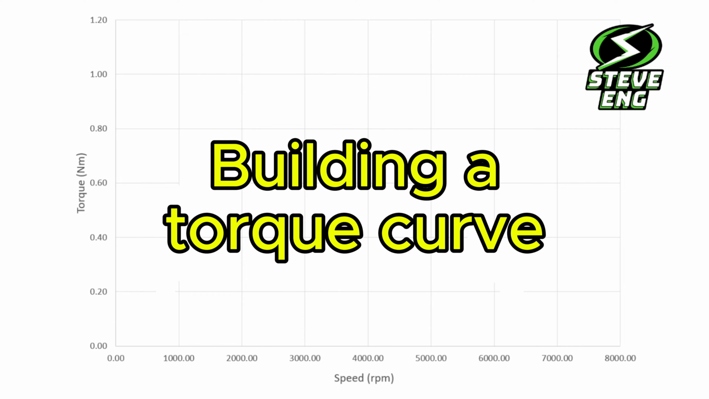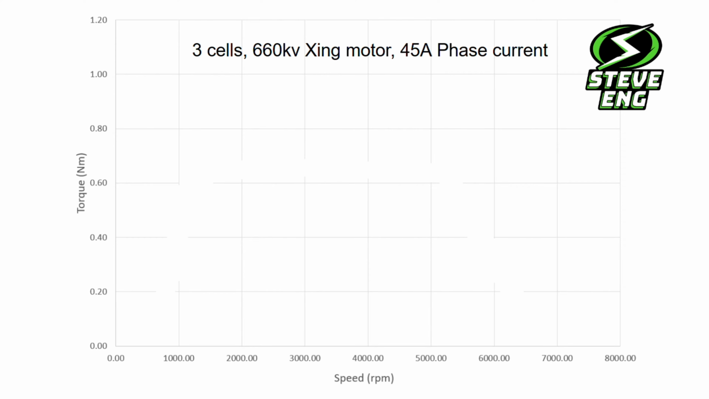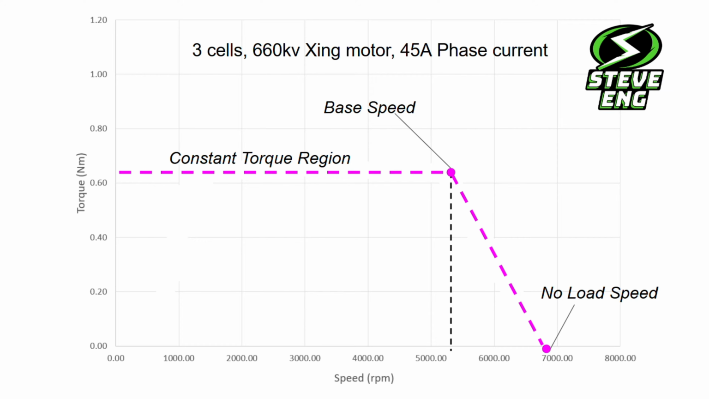We're going to start with a blank torque versus speed plot and then build up a curve for a 660 kV motor running on 3 cells and 45 amps of phase current. Just as a reminder from part 2, this is the shape of curve we're looking to create. So we're going to create a constant torque region, then hit the base speed, and then go through the declining torque region down to the no load speed. We're going to build all that up with some basic data that's readily available for any motor really.